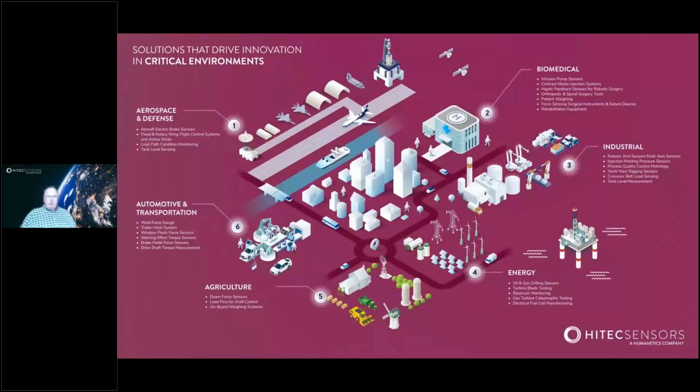Our sensors are used in a diverse set of industries. These are representational of some of the market segments that we're very active in: aerospace and defense, biomedical, industrial, energy, agriculture, and automotive. Basically, what HITEC does is design and develop custom strain gauge solutions for specific industries and specific applications.